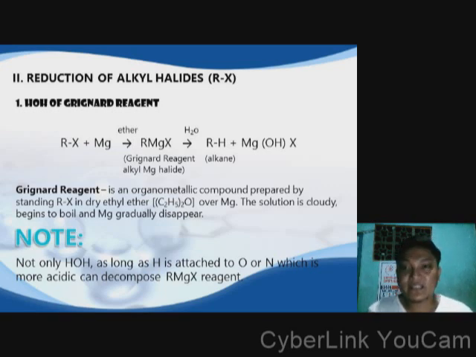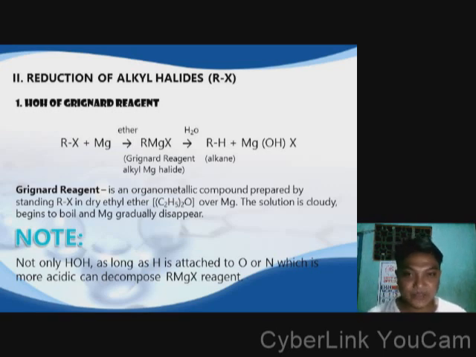Okay, so meron tayong Grignard reagent. It is an organometallic compound prepared by standing your alkyl halide in dry ethyl ether over magnesium. The solution is cloudy, begins to boil, and magnesium gradually disappears. Note, not only HOH or your water, as long as H is attached to oxygen or nitrogen, which is more acidic, can decompose your Grignard reagent.